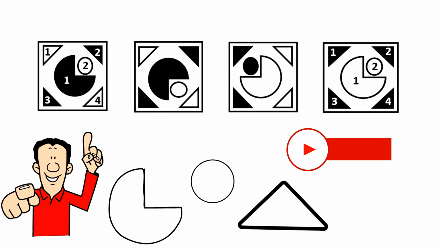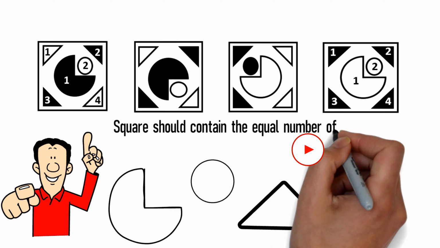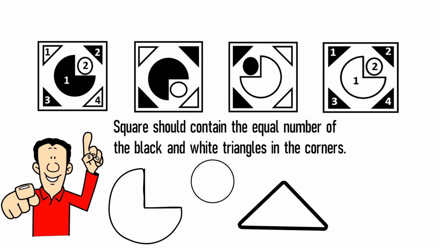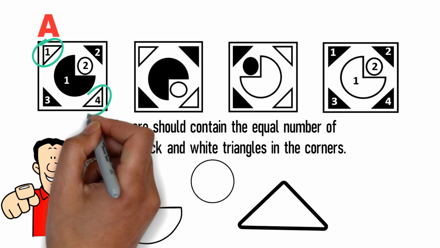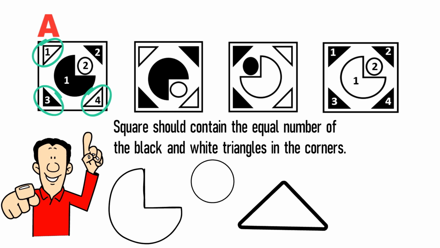In this particular case, the pattern is that the square should contain an equal number of black and white triangles in the corners. Triangles in the square A are positioned diagonally across each other. White triangles are located in the upper left corner and in the bottom right corner, and black triangles are located in the bottom left corner and in the upper right corner.